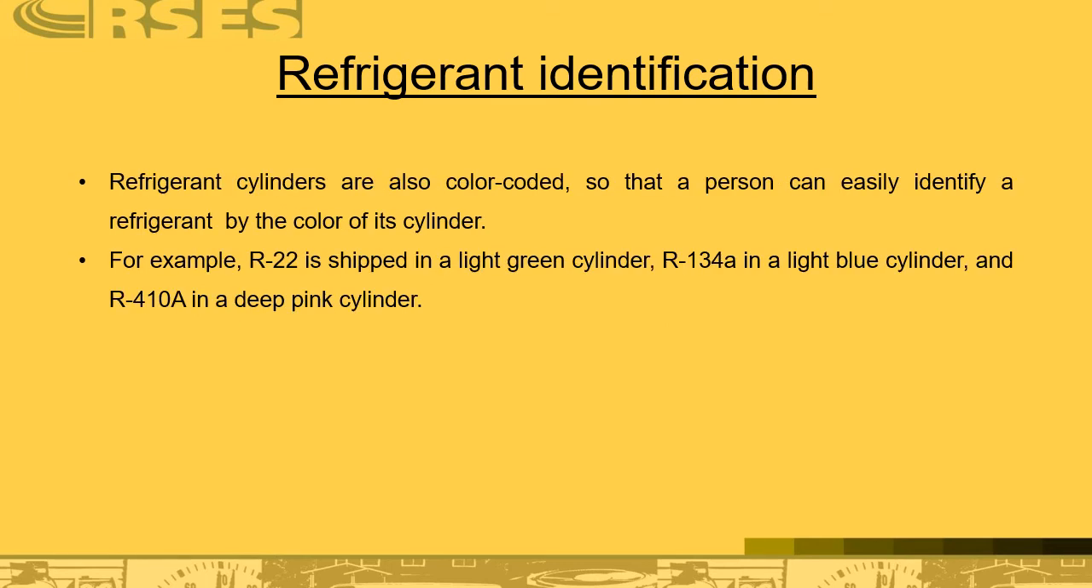Refrigerant identification. Refrigerant cylinders are also color-coded so that a person can easily identify a refrigerant by the color of the cylinder. For example, R22 is shipped in a light green cylinder, R134A in a light blue cylinder, and R410A in a deep pink cylinder.